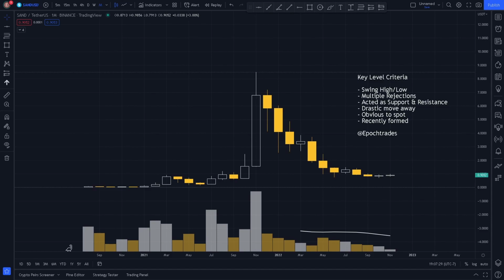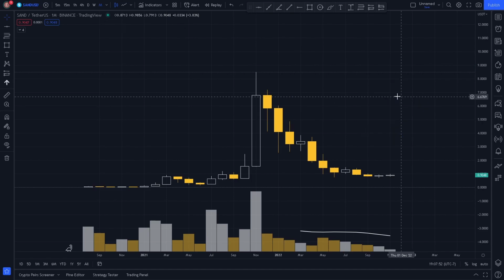Today we're going to be covering key levels on the monthly and weekly time frames for the Sandbox. So, as always, our key level criteria: we look for swing highs and swing lows, multiple rejections, acted as support and resistance, drastic moves away, obvious to spot, and recently formed. So, let's go ahead and hop right in.